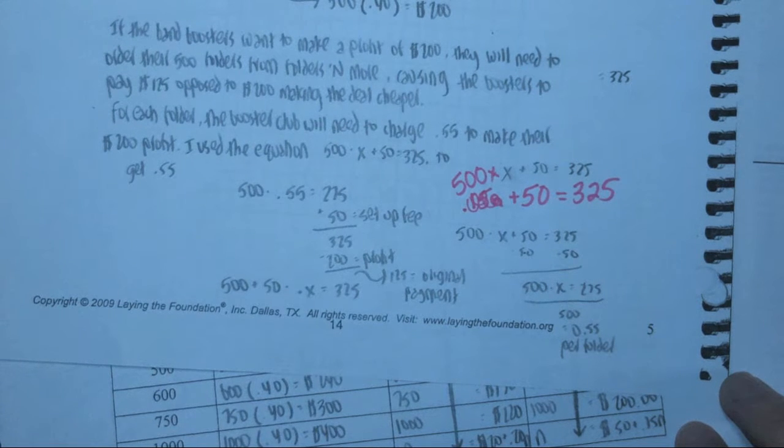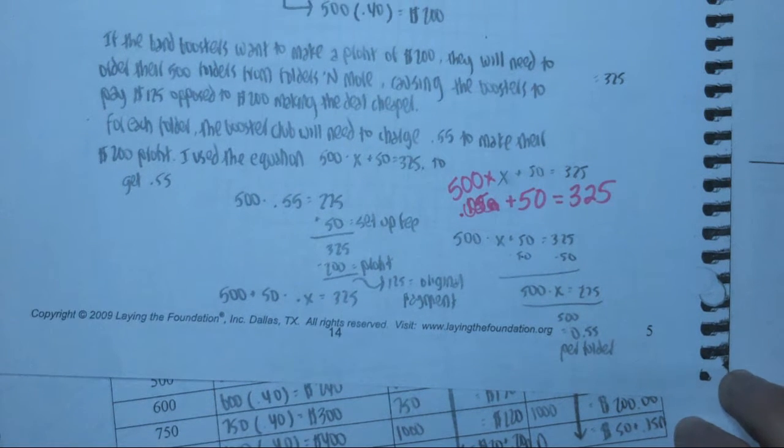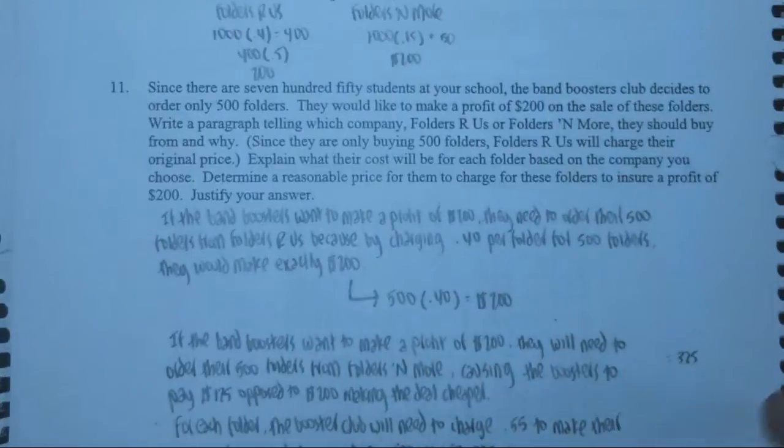If you're wanting to make money, you're going to have to figure stuff like this out. The 500 was the folders she's ordering, the 50 was the setup fee, the 325 is the money she needs to make. If there's any reason you should watch this video tonight, it's probably because you need to see Aaron's paragraph again, because it's beautiful. Okay, are there any questions about any of this?